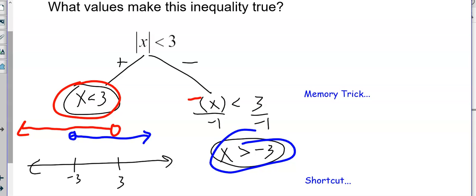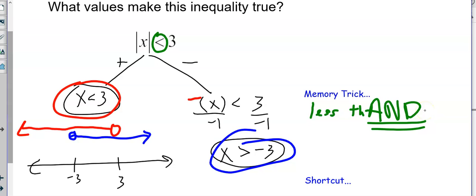Okay, so I have to figure out if this is an and or an or statement. This is kind of a silly memory trick, but do you see the sign right here? We say that sign is less than, right? Less than, less than, less than. So when you see a less than sign, I want you to be thinking of and. These two are connected with an and statement. The and is the overlap, which is from here to here and everything in between. So that's my final answer on the graph.